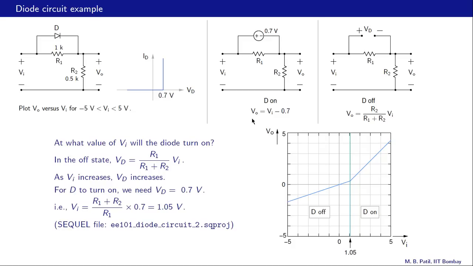When the diode conducts, dVo/dVi is simply 1, and that is what we observe over here. And when the diode does not conduct, the slope is R2 by R1 plus R2. R2 is 0.5 K, R1 is 1 K, so this is 0.5 K divided by 1.5 K, that is 1 by 3. So this slope is 1 by 3.